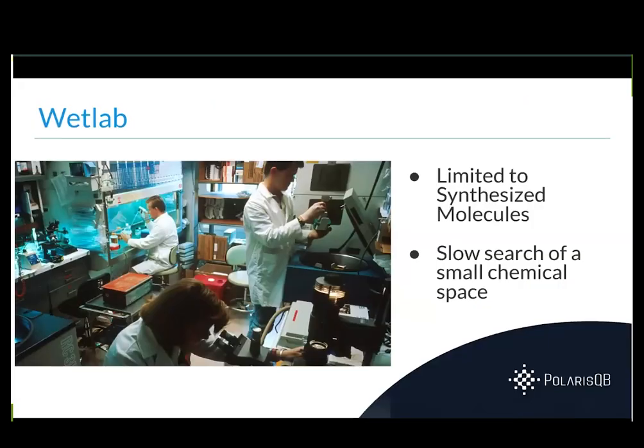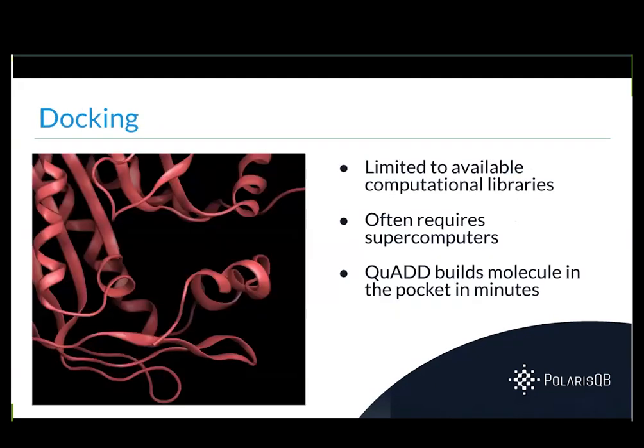Well, wet lab searches are limited to synthesized molecules that are on the shelf ready to be assayed. And those tests are typically limited to a few hundred to maybe a few thousand molecules. So you're solely searching a small chemical space, which can be appropriate, but really only towards the end of a drug discovery project. You can also add computational approaches like computational docking, but this is a brute force calculation, which is going to limit library size.